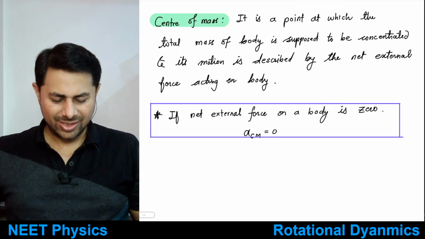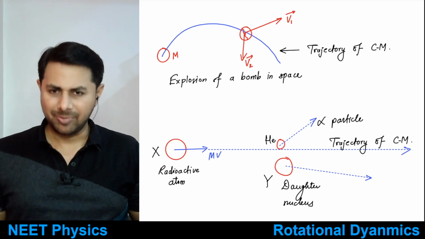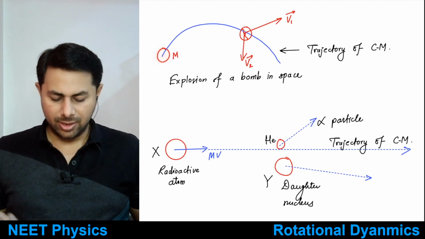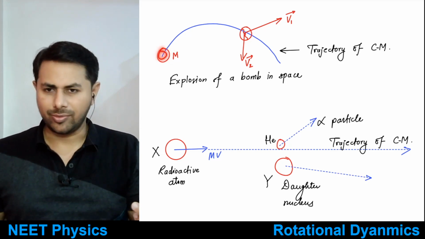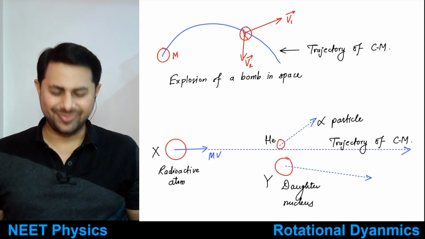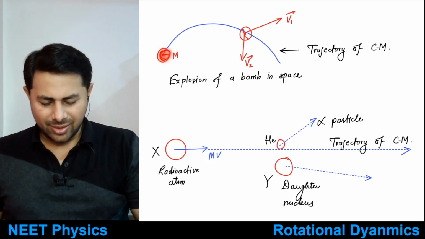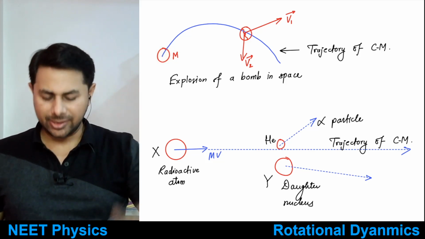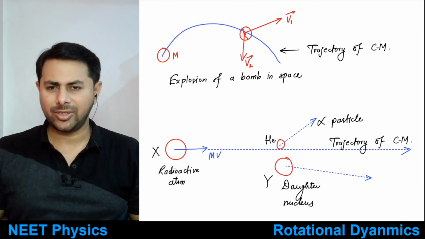So now this helps us to understand motion in a simpler manner. For example, suppose you have this bomb, or some Diwali explosive, you can say. You throw it in space. Suppose this is a bomb thrown in space. How will the motion of this bomb look? It will be a projectile motion.